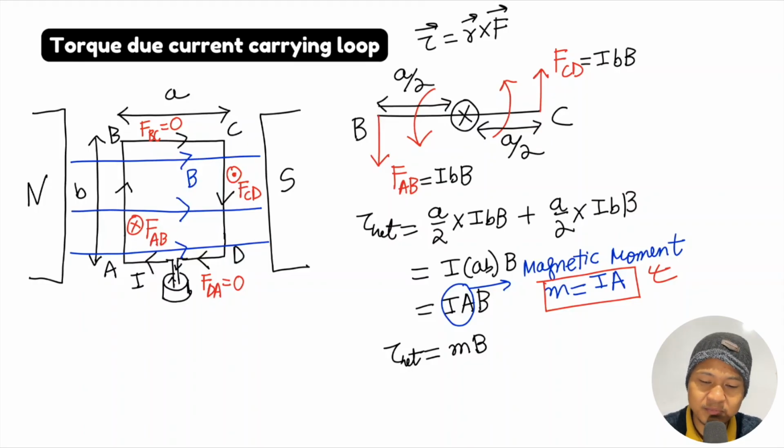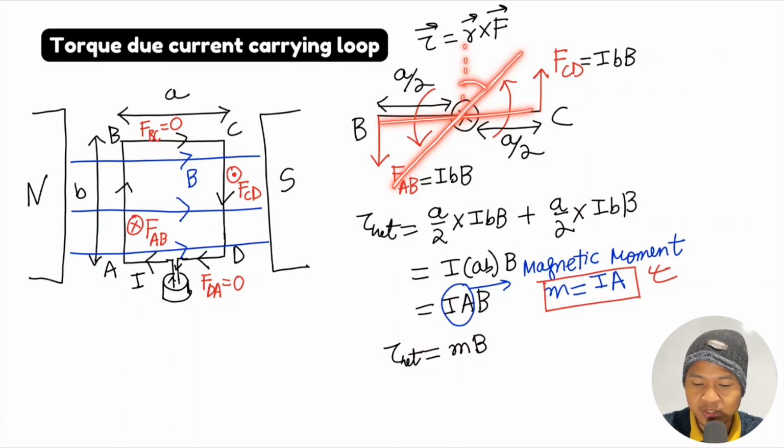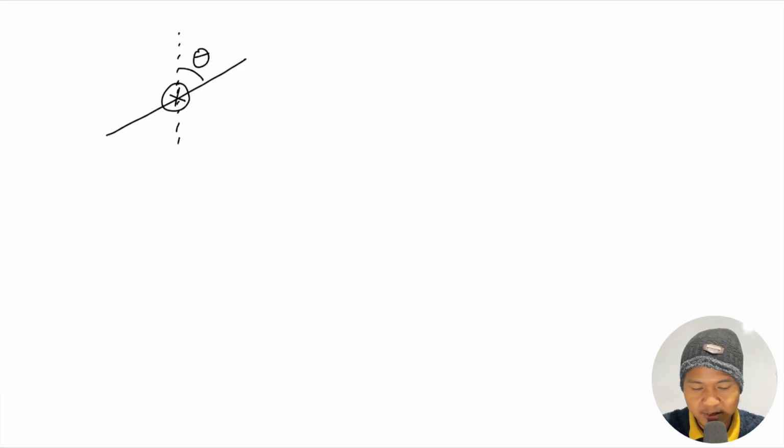In general, let's try to do something here. Let's say after some time it has rotated and made some angle theta with the normal, the area vector, from the original area vector. Let's try to draw that condition.